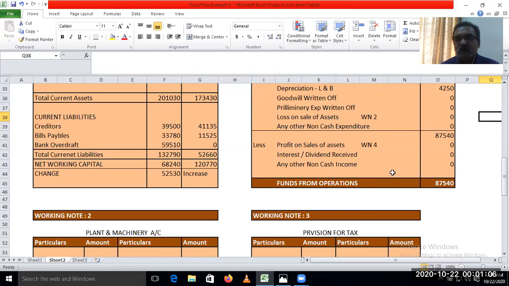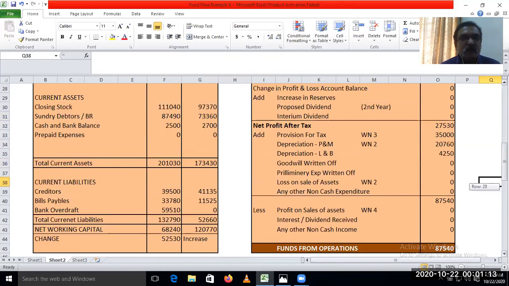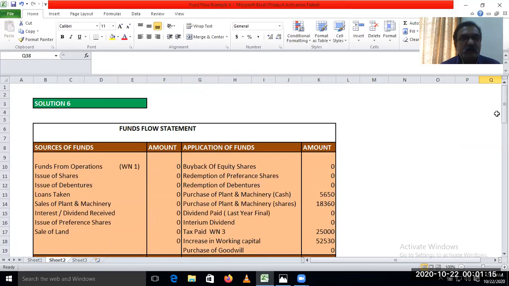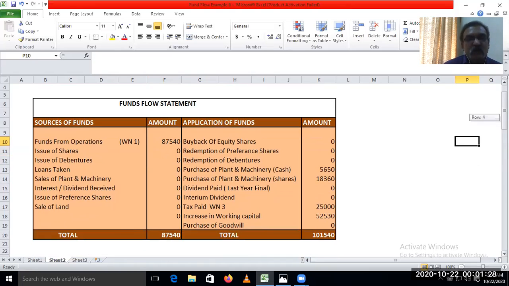So ultimately, funds from operation comes to 87,540. So this we will write on the funds flow statement. Sources side, the first item, funds from operation 87,540. Okay, so this we have written. All working notes are over. Now we have to take our original balance sheet in front of us and check the remaining items to find out these remaining amounts.